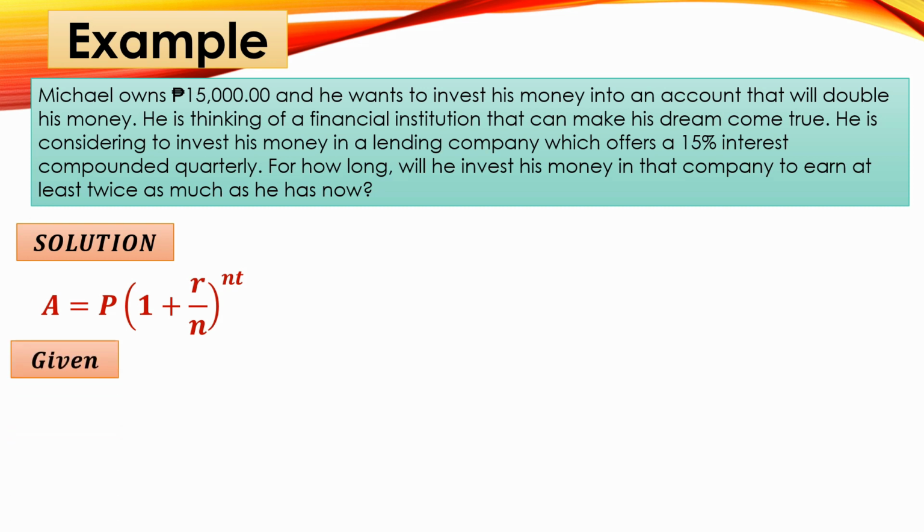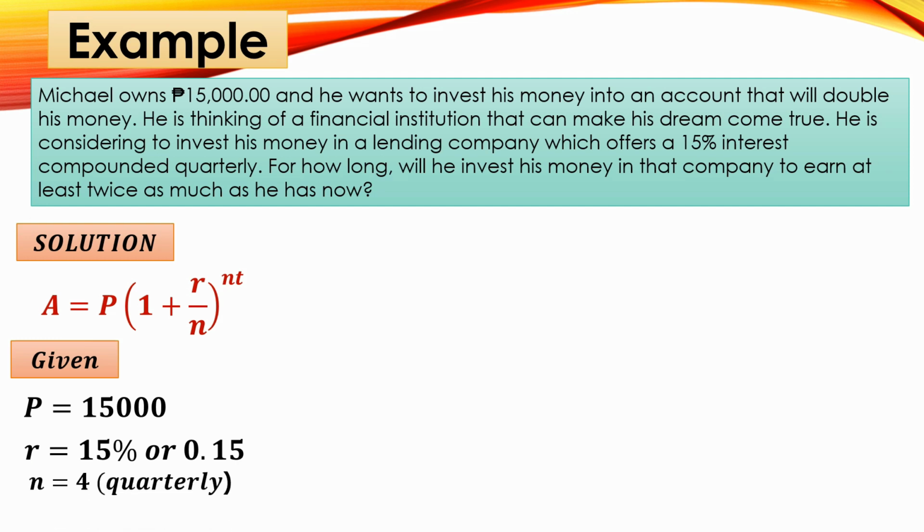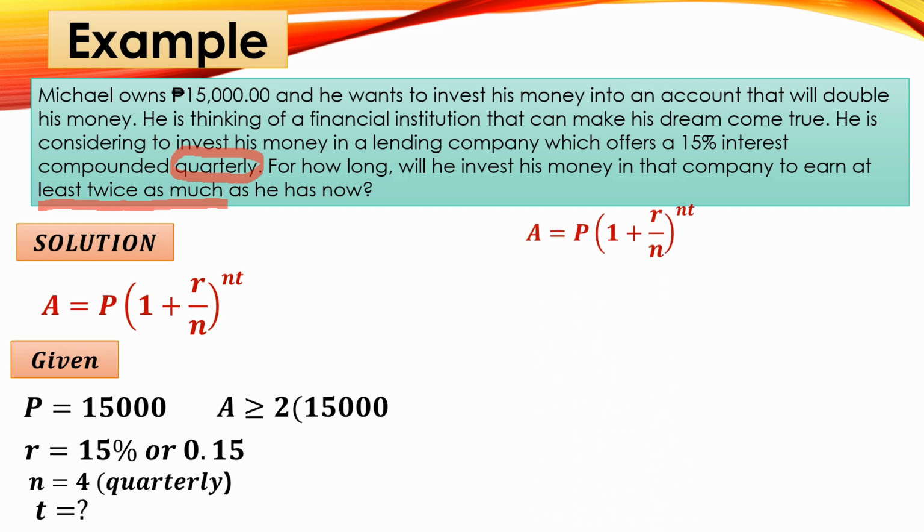So our given is P, the initial amount, is 15,000. Then our interest rate is 15% or 0.15. And our n is 4 from the word quarterly. Then our time is missing. Then our A is greater than or equal to 2 times 15,000, kasi nga at least twice as much as he has now. So substitute natin yung ating given sa ating formula.